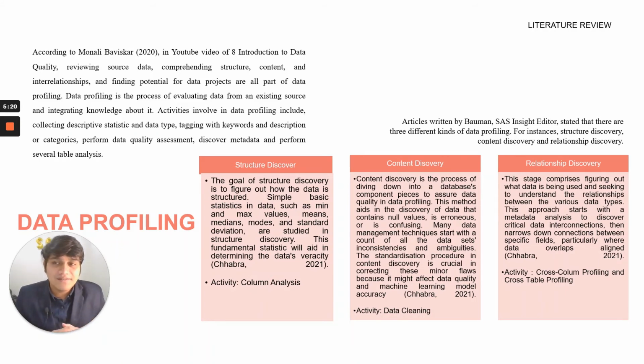So last but not least is relationship discovery. This stage comprises figuring out what data is being used and seeking to understand the relationship between various data types. This approach starts with a metadata analysis to discover critical interconnections, then narrows down connections between specific fields, particularly where data overlaps align. So there are 2 activities that we do in relationship discovery. First is cross-column profiling, and next is cross-table profiling.